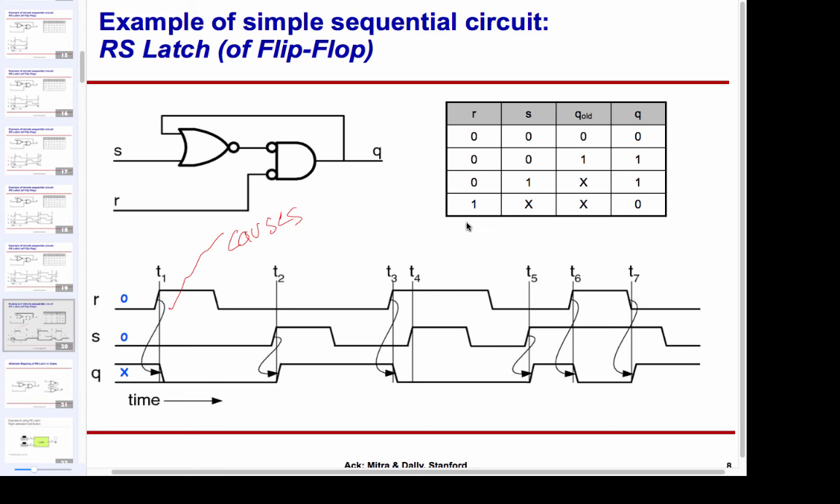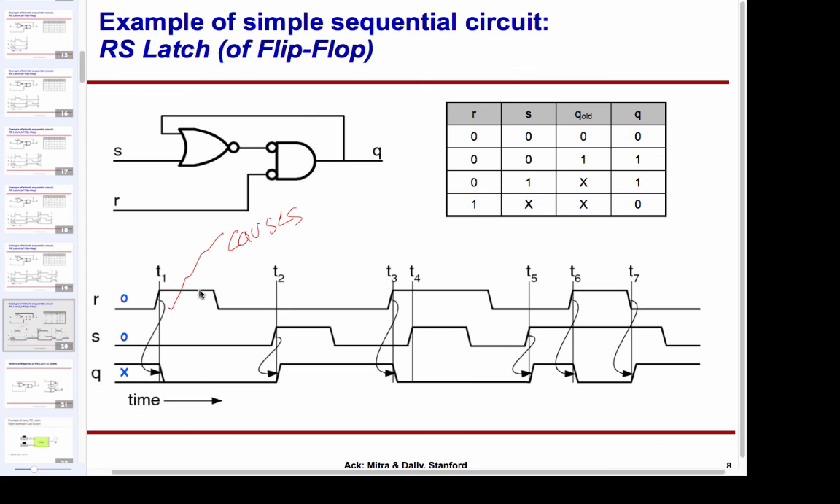So when R goes to 1 and S is still 0, then we are in this last line of the truth table, and that says Q should go to 0. And therefore, R going 0 to 1 causes Q to go to 0. So after a short delay, we know for sure that Q has the value 0. Even if my gates were infinitely fast, Q cannot change before R, because R going from 0 to 1 is what is causing Q to go to 0. So there's a causal dependency.